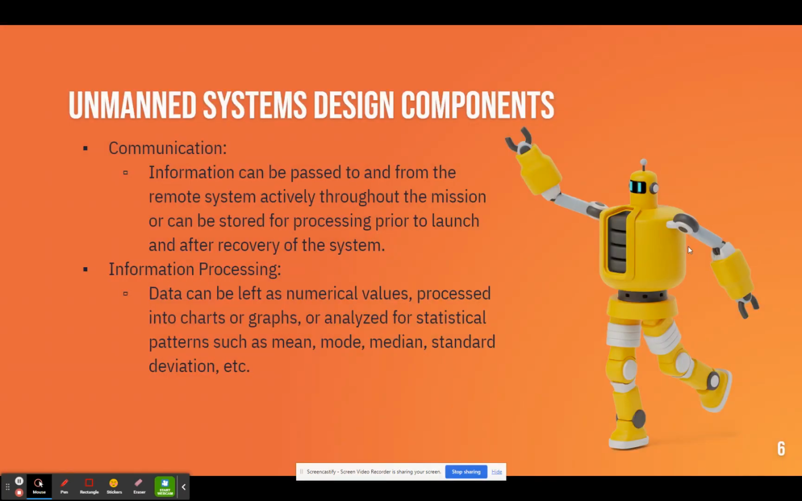In addition to that, we have to have a piece that identifies communication so that information can be passed to and from the remote system actively throughout the mission, or can be stored for processing prior to launch and after recovery of the system. We also have to deal with information processing. The data can be left as numerical values, like binary zeros and ones, or processed into charts or graphs, or analyzed for statistical patterns like mean, median, mode, standard deviation, etc. It just depends on the task they are trying to complete.